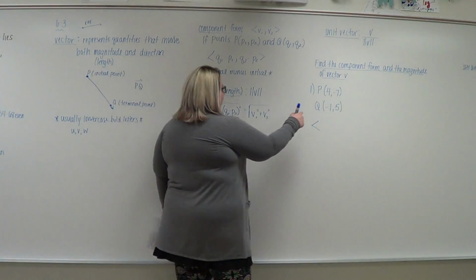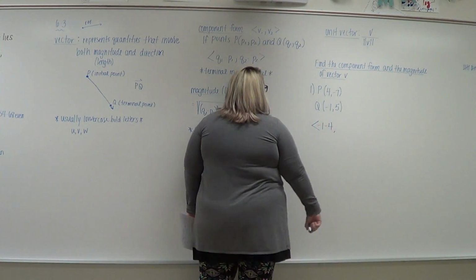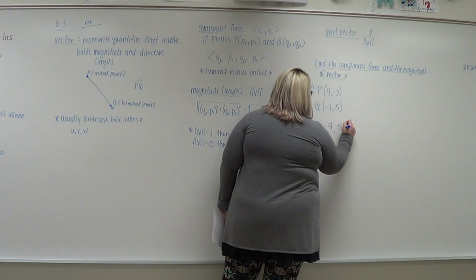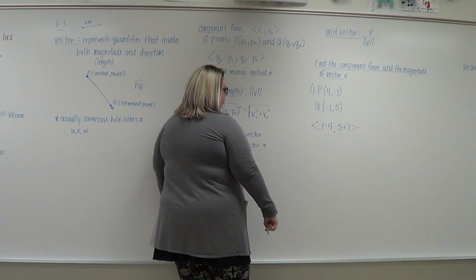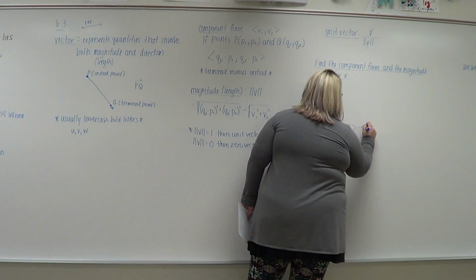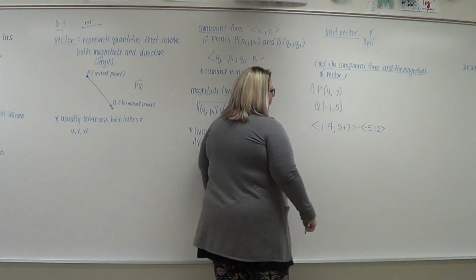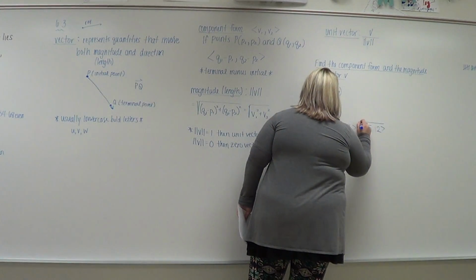So this would be -1 minus 4. And my other one would be 5 minus -7, which turns into +7. So what would my vector be? -5, 12. Okay, so that's the first part, that's component form.